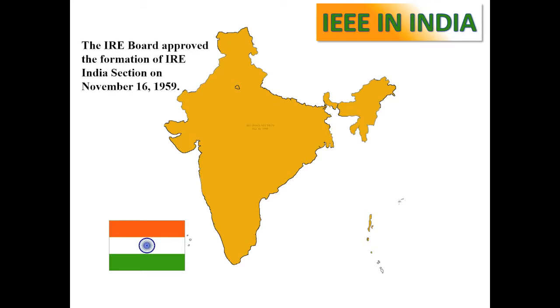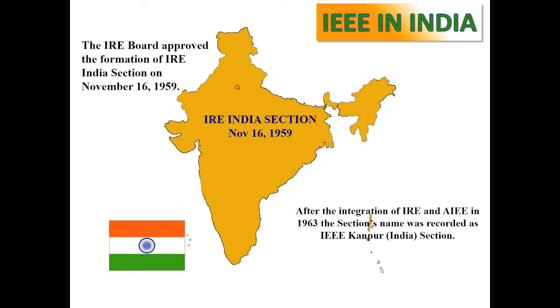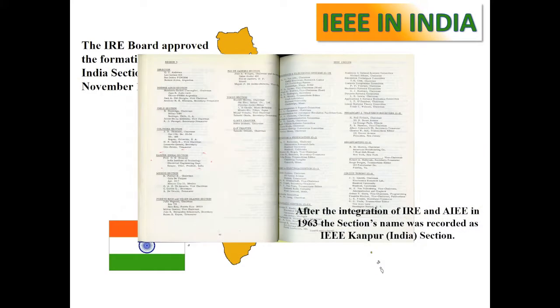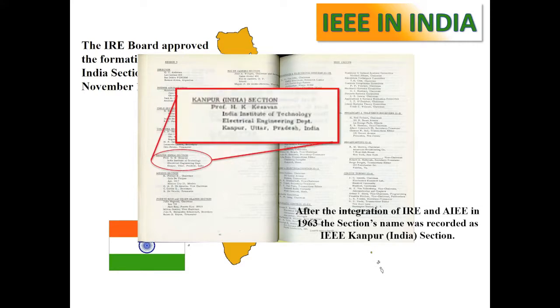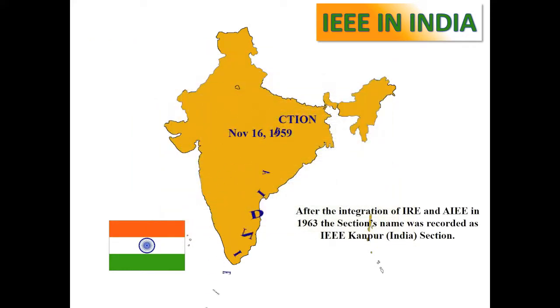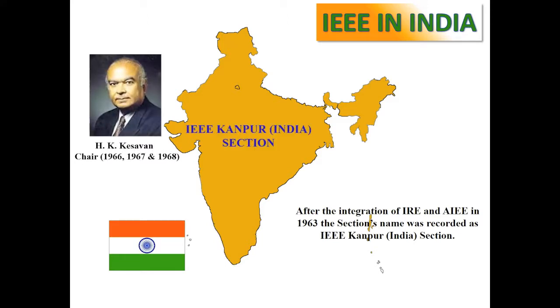The formation of the IEEE India section was approved by the Executive Committee of the IEEE Board on November 16, 1959. The early history of this section is not known. However, records indicate that it converted into an IEEE Kanpur, India, section. The chair of Kanpur section from 1966 to 1968 is recorded as H.K. Kesavan, head of electrical engineering of Indian Institute of Technology at Kanpur.